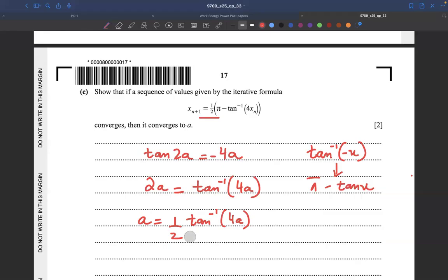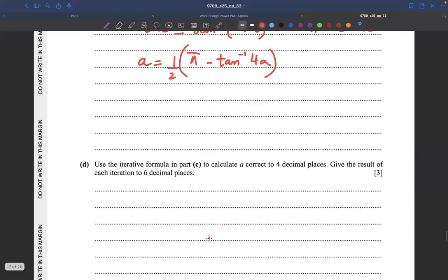So once we get tan inverse of minus 4a, we can write it as pi minus tan inverse of 4a, or x, basically the same thing. And then this 2 divides over here, so we can write 2 over here, and we'll get the expression like this. And in part D, it says use the iterative formula to calculate a correct to 4 decimal places.